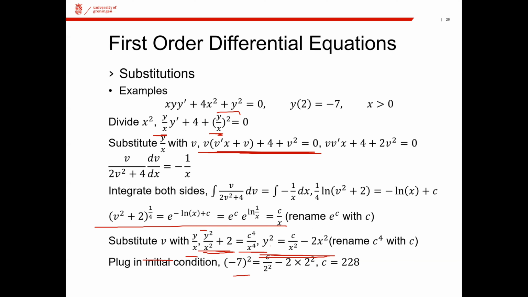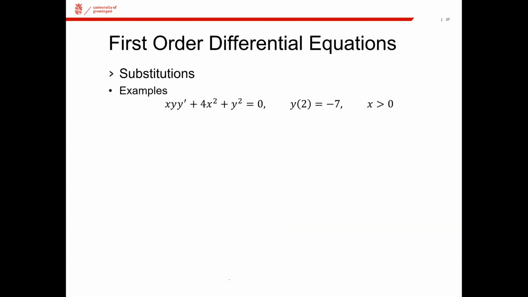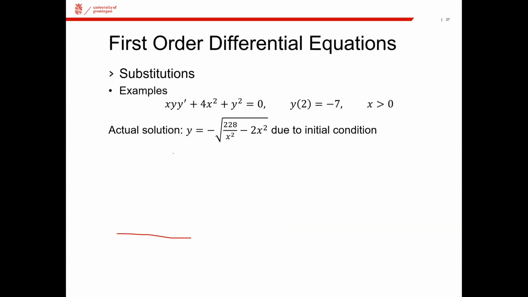And then we plug in the initial condition to solve the value of c. And then we have the actual solution. And this is the actual solution. And don't forget to find the interval of validity.